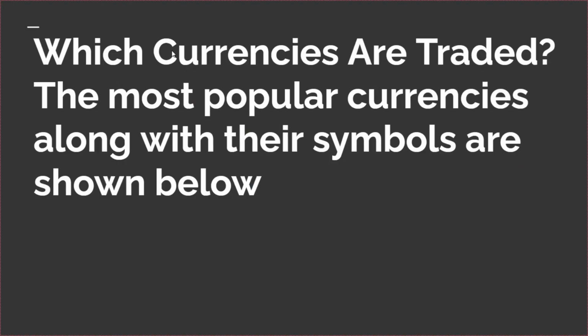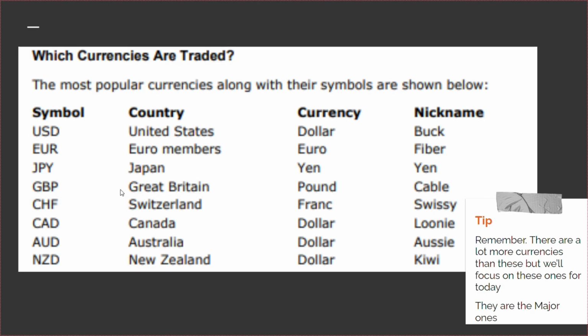So yeah, what currencies are traded in the forex market? I'm going to show you the most popular currencies that are traded in the forex market. So we've got the US dollar, the euro, the Japanese yen, the Great Britain pound, the Canadian dollar, the Australian dollar, and the New Zealand dollar. Now all these are the major pairs you would get to use while trading the forex market. Remember the dollar, the euro. So imagine trading the US dollar for the euro.